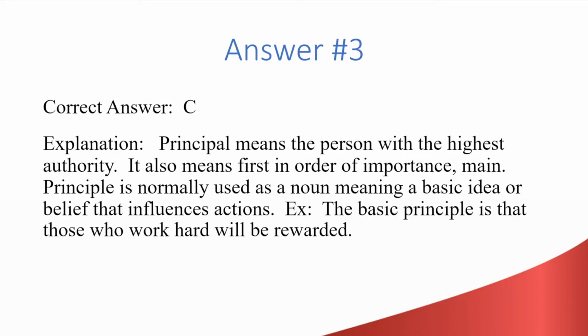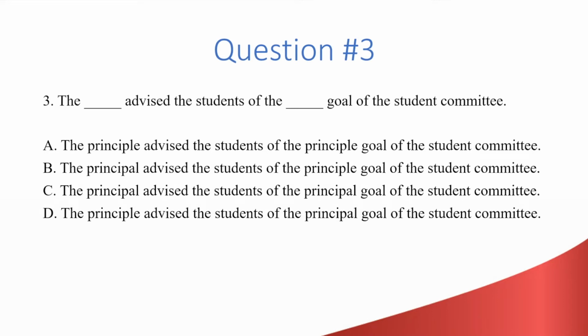Okay. So the correct answer is C. And the reason being principal, P-R-I-N-C-I-P-A-L, means the person with the highest authority. It also means first in order of importance, like main. Principle, P-R-I-N-C-I-P-L-E, is normally used as a noun meaning a basic idea or belief that influences actions. Example, the basic principle is that those who work hard will be rewarded. So let's go back and so you can see the answer C. There's the answer. So the principal advised the students of the principal, same one again, goal of the student committee.